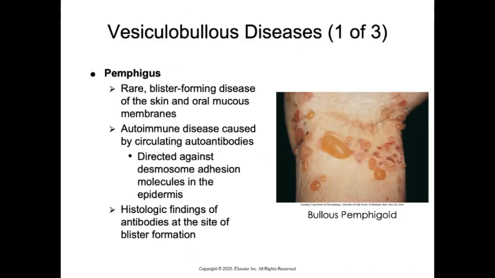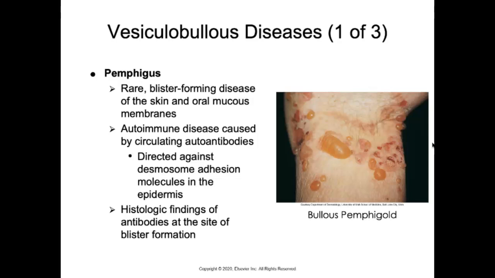The last big topic we're going to talk about in this lecture is the vesiculobullous diseases. So the first one is pemphigus, which is a rare blister-forming disease of our skin, and it affects the oral mucous membranes. Pemphigus vulgaris is the most common form, and it's caused by circulating autoantibodies that are directed against the desmosome adhesion molecules within our epidermis.